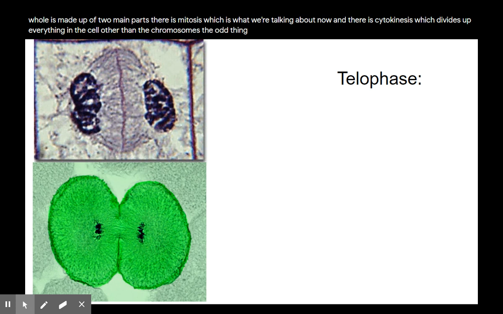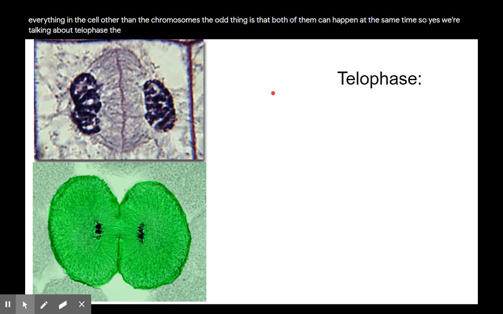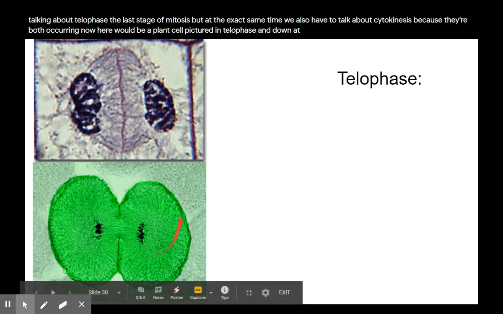The odd thing is that both of them can happen at the same time. So yes, we're talking about telophase, the last stage of mitosis, but at the exact same time, we also have to talk about cytokinesis because they're both occurring now. Here would be a plant cell pictured in telophase, and down at the bottom again, an animal cell.